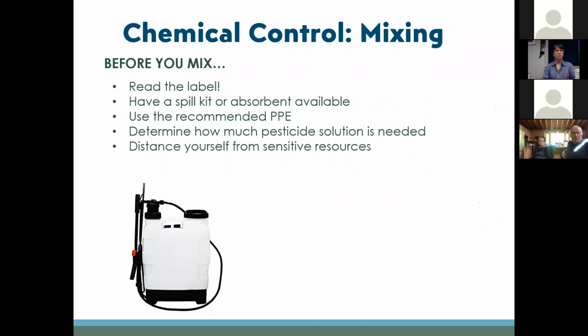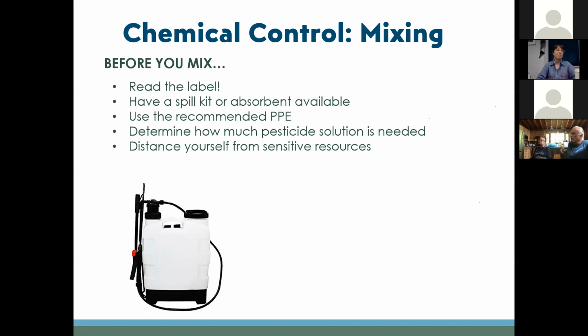You should also consider how much herbicide will be needed to treat your site. If you're dealing with a moderately sized patch, let's say 100 square feet, it's unlikely that you need to mix a full 4 gallons of herbicide to treat that site. We want to do our best to prevent having surplus herbicide after the treatment is complete, because then we have to deal with disposal of that product. So think about how much you will need, and when you're mixing, be sure to wear your PPE, make sure you're not near any sensitive sites, and have a spill kit available in case you have an accident.